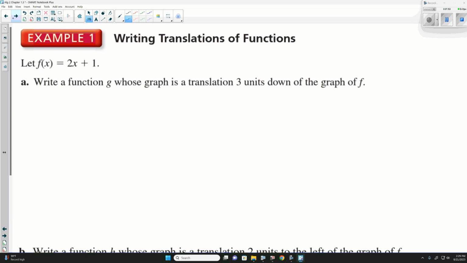So, we're given a function f of x is 2x plus 1. Now, for these main ones here, we're looking at vertical and horizontal translations. Our vertical, f of x plus k, is our up and down. Our horizontal, our left and right, is our f of x minus h.